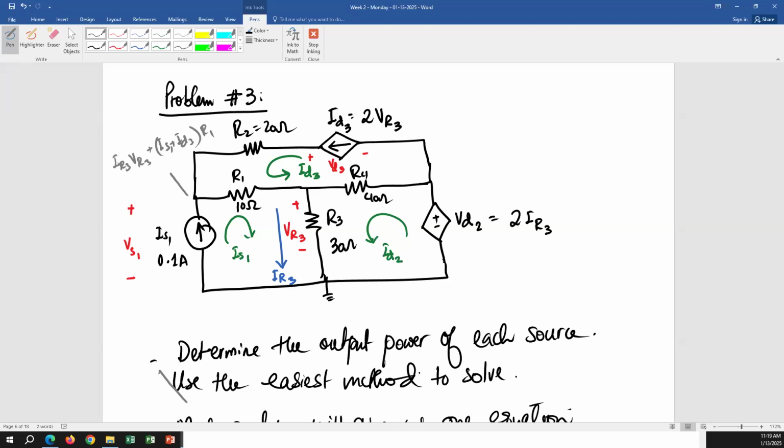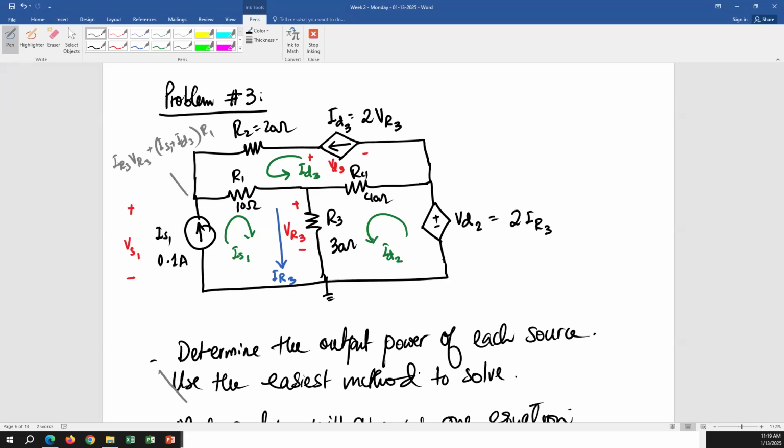Now the third source that is left is ID3. If VD3 is positive, that source will be supplying power. If VD3 is negative, that source will be absorbing power. How are we going to find VD3? Who is going to tell me? Exactly. You use KVL in that loop or the node voltage method, whatever. But yeah, you can use KVL in that loop.